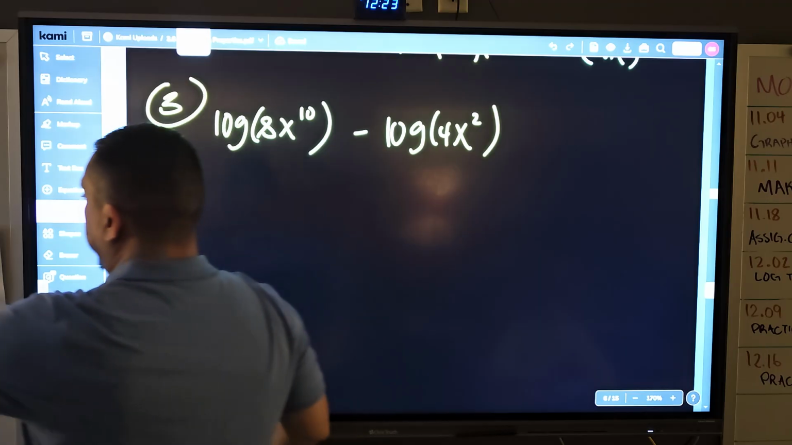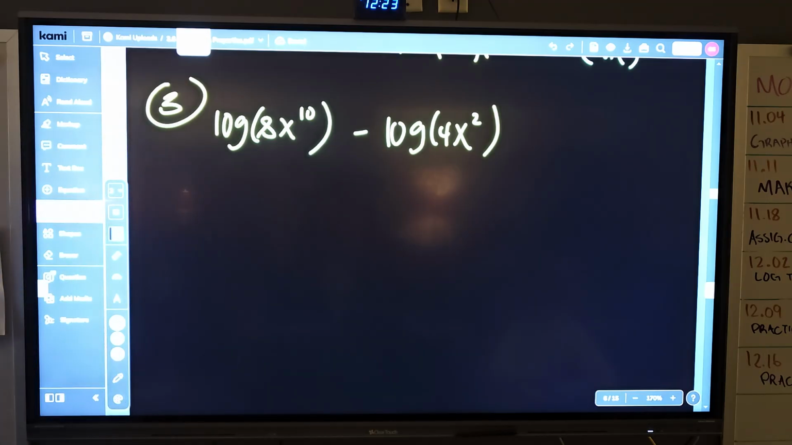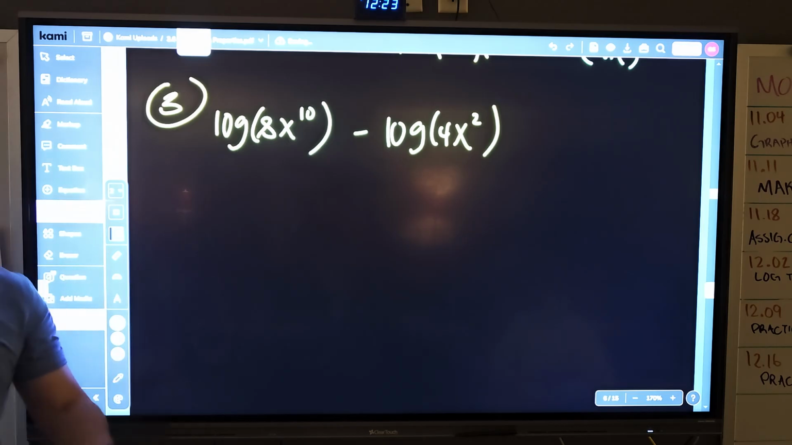Okay, before you start, technical question. Can we drop the powers on this one? No, okay. Even though there's parentheses, we can't because that 2 is just on the x. It's not on the numbers. Okay, go ahead and keep going. See how far you can go.